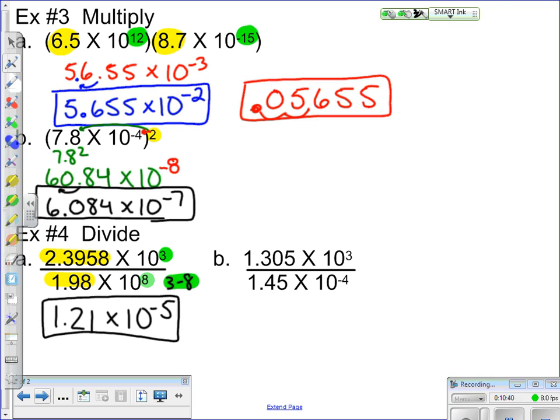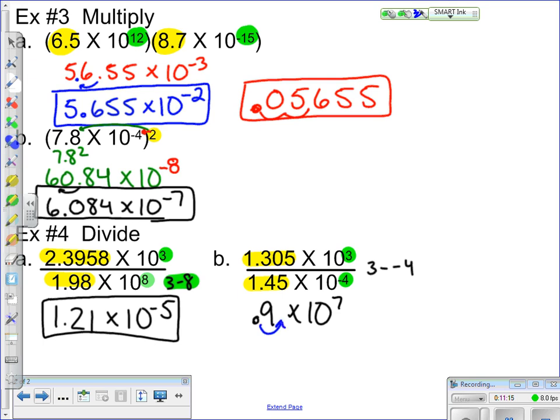Now you can come over here and do B. You can go ahead and pause and do it yourself. Divide the two factors in the front. 1.305 divided by 1.45. That's 0.9. Exponents, subtract 3 minus negative 4. That's positive 7. Don't forget it's 3 minus negative 4. Minus minus makes plus.